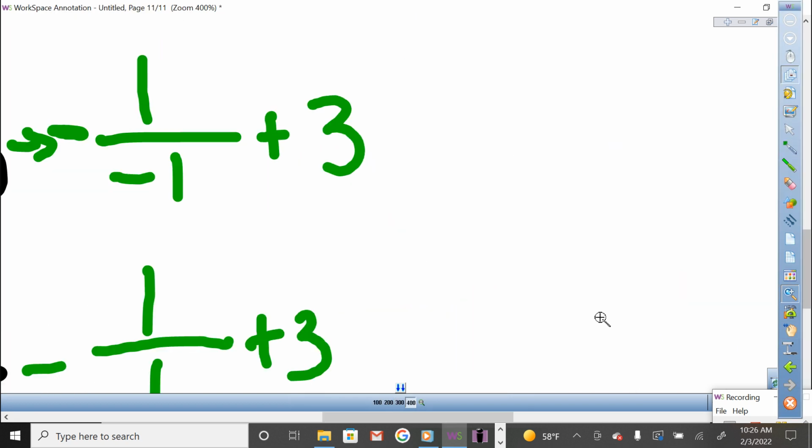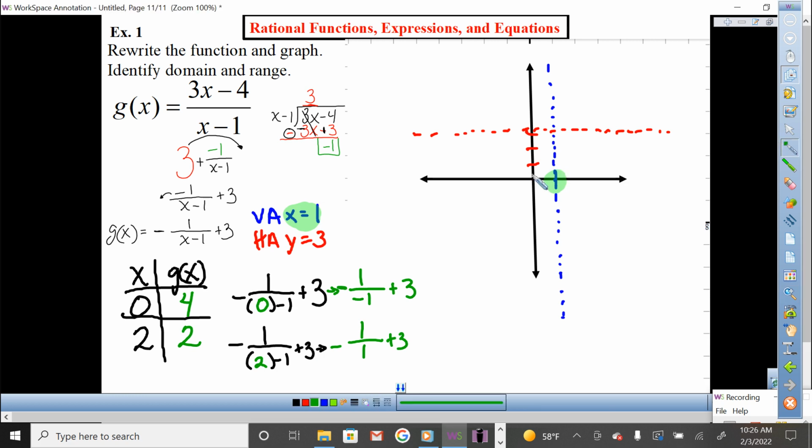Here we go. All right. 0, 4. 1, 2, 3, 4. Now going from left to right, they have to be close to the asymptotes. Arrows at the end. 2, 2. From left to right, close to the asymptotes. Arrows at the end.